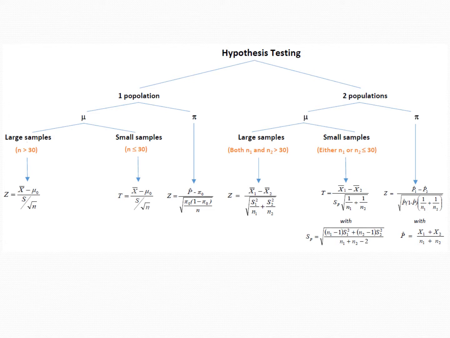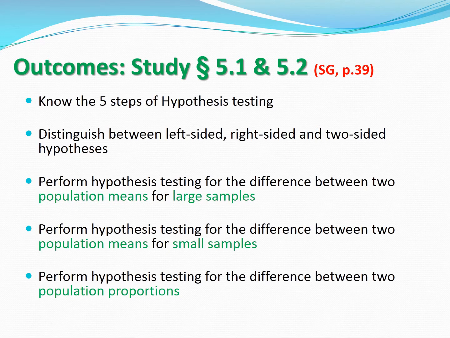So we are going to test the difference between two population means or two population proportions. For means, you should distinguish between large samples and small samples. And then for all three types, you should know when to apply which test statistic. In study unit 5, you should know the 5 steps of hypothesis testing, and you should be able to distinguish between left-sided, right-sided and two-sided hypotheses, and then you should be able to perform these hypothesis tests.